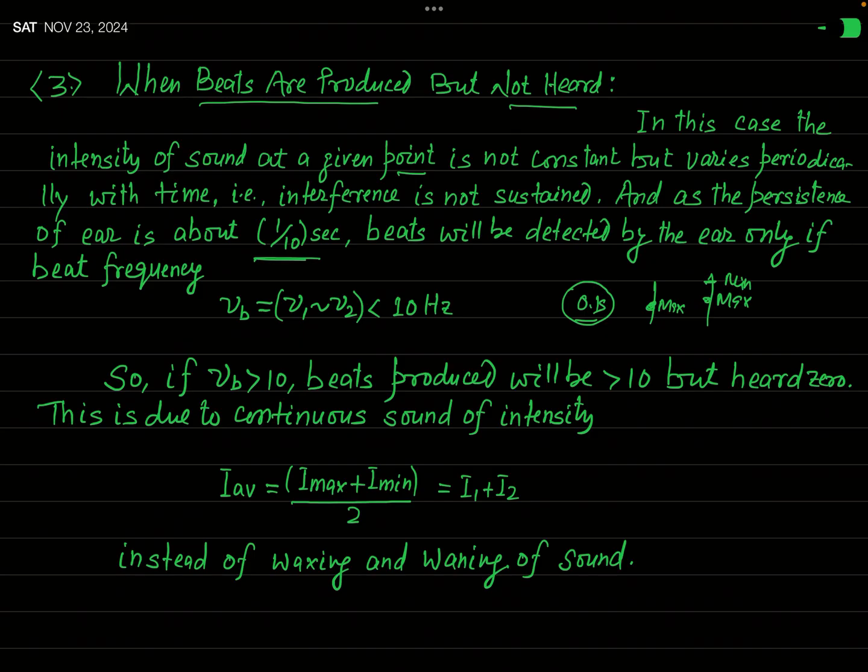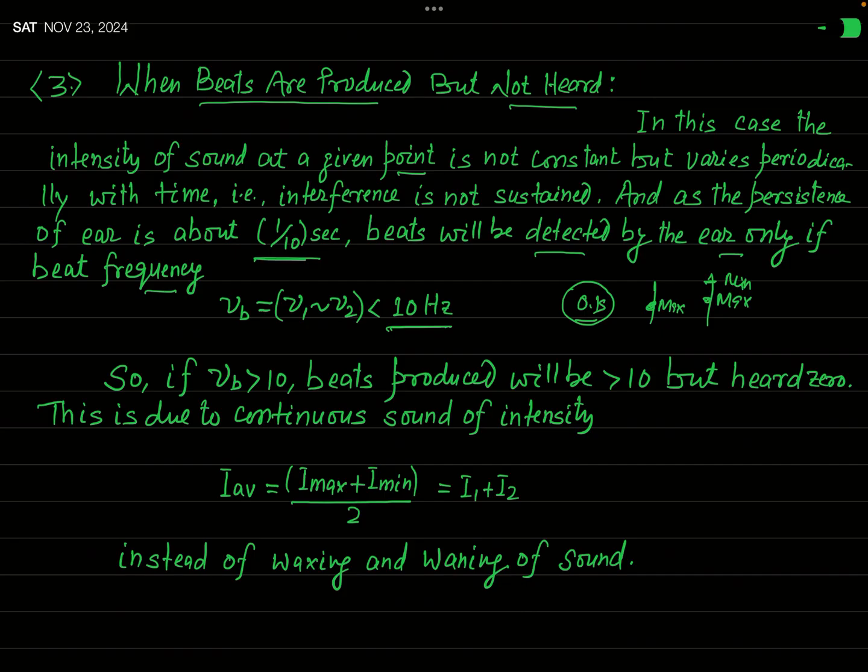But if the time interval between two successive sound pulses incident on the ear is greater than 0.1 second, then the ear is able to distinguish them. That is called persistence of hearing. So now consider that if beat frequency is greater than 10 Hz, then the ear will not be able to detect them. It will detect the maxima and minima only when the number of beats produced per second is less than 10 Hz. So beats will be detected by the ear only if beat frequency is less than 10 Hz.